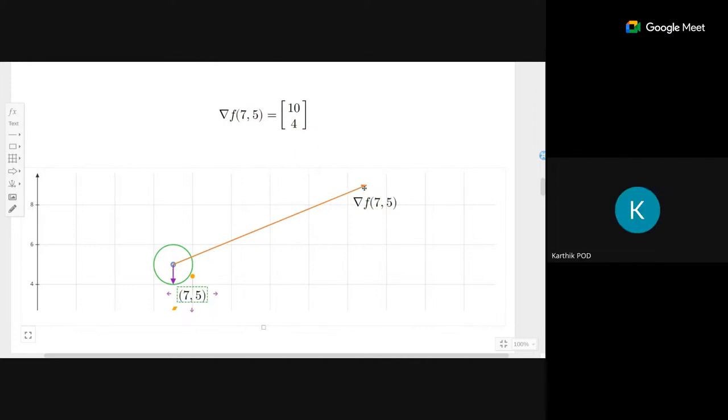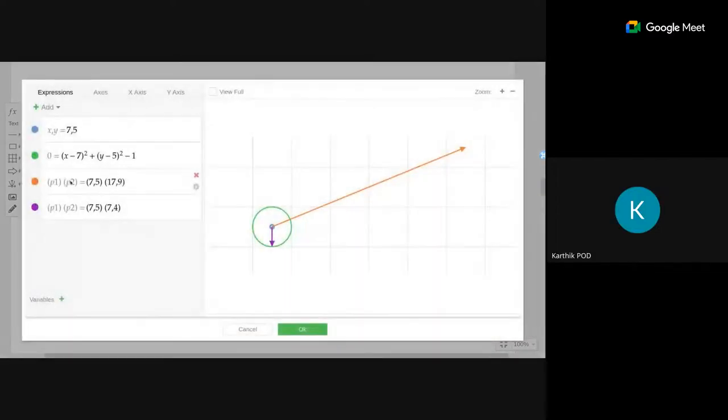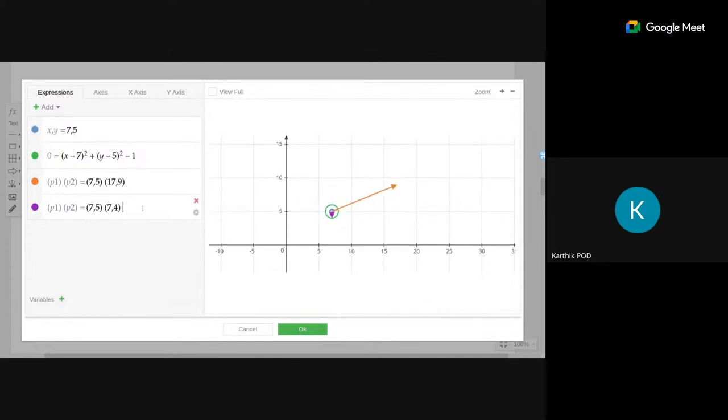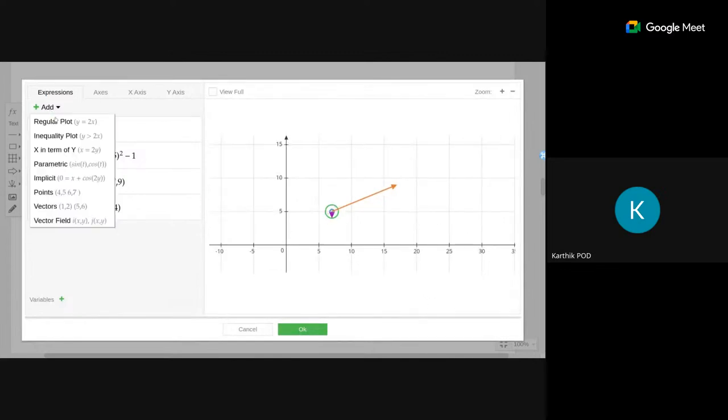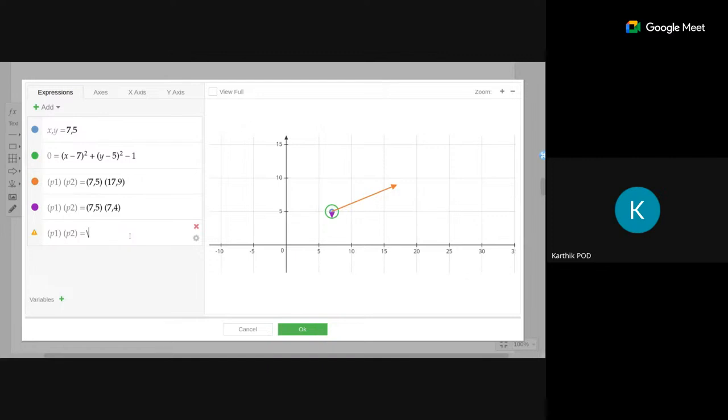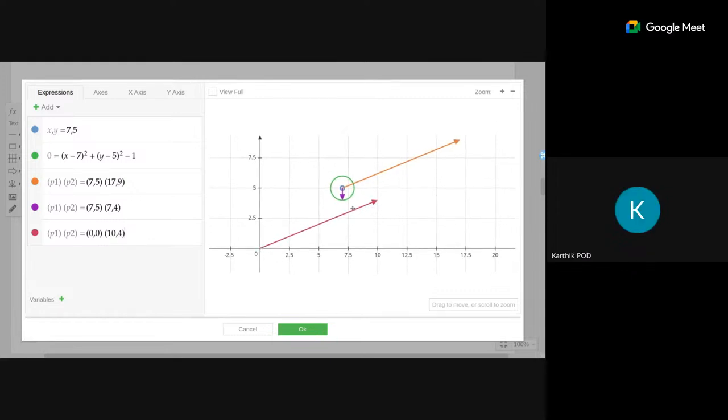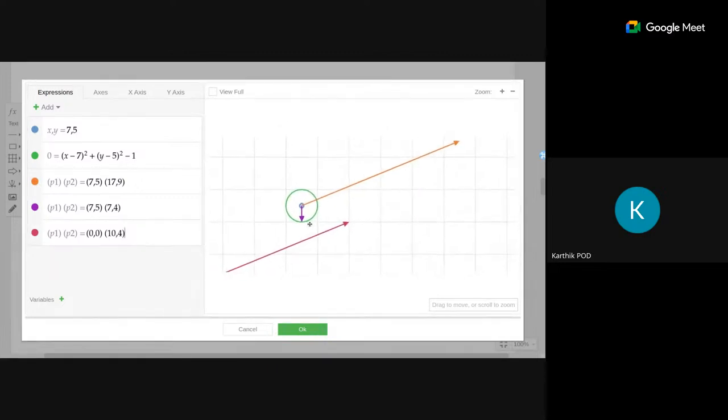Sir, I just want to understand the concept behind (17, 9) and (-3, 1). See, if you go back, the gradient is (10, 4), right? If you try to plot this here, do you see that these two vectors are parallel? Yes, sir. So (10, 4) is the gradient. Now what I've done is, it's easier to move the origin of this vector here.